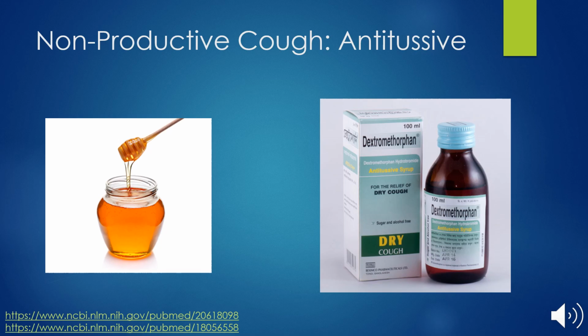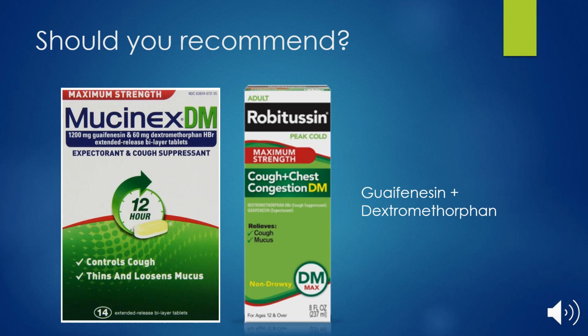So that could be a route you could encourage as well. And you'll see this product too. It's called Mucinex DM. It is a combination of dextromethorphan and guaifenesin. And, I see this product a lot, but I don't know that I recommend it all that often.